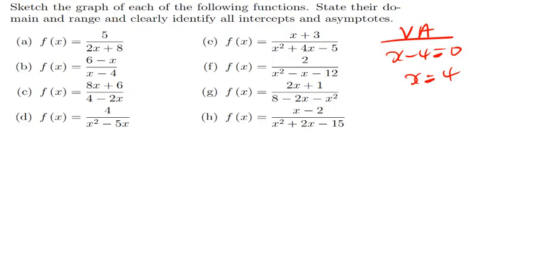This function is not bottom heavy, so the horizontal asymptote is going to be y is equal to negative x over x, which is negative 1. Let's find the intercepts. To find the x-intercept, you write here x-intercept. y should be equal to 0.